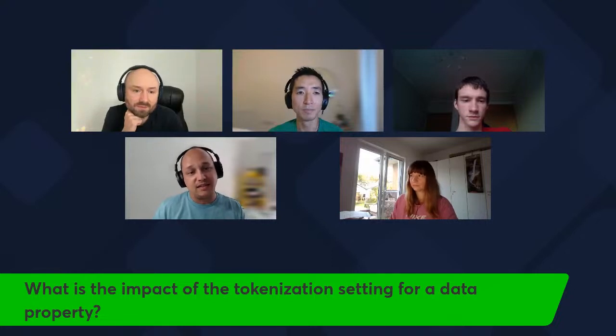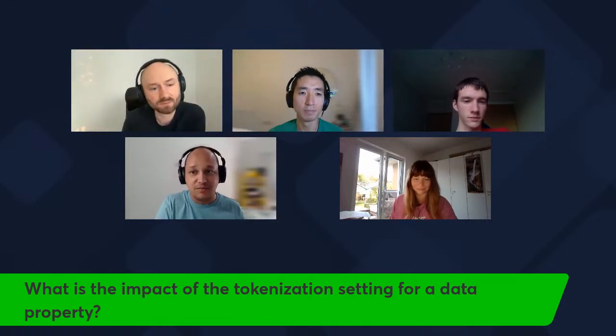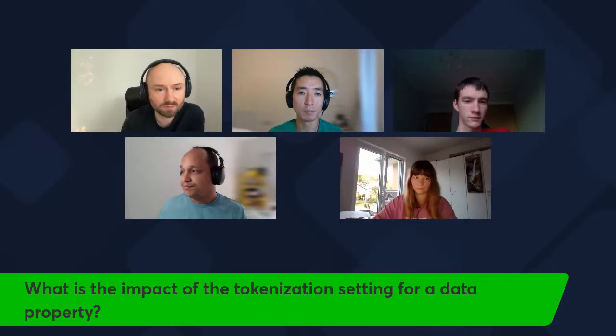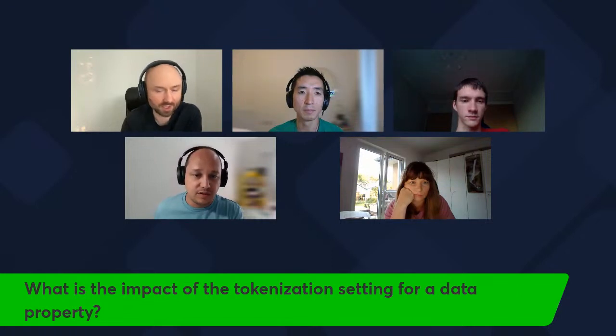The idea is that sometimes people will say, hey, I have a query here. I'm searching for something and I'm getting some mixed results. That might be because of the tokenization setting for your data property. You can set different tokenization properties for your property, right? So should I share my screen here just a little bit? Yeah, that'll be great.